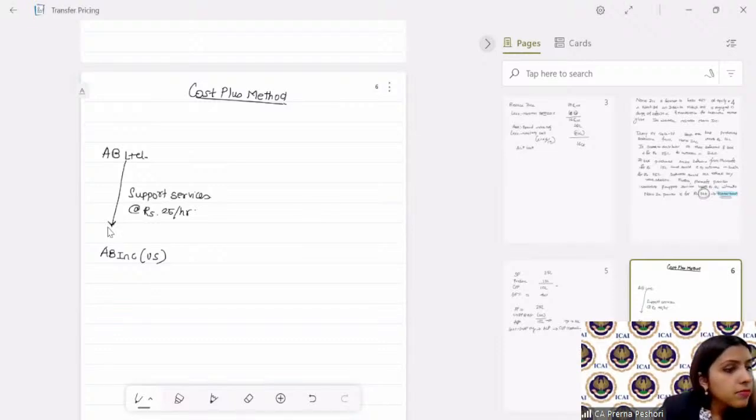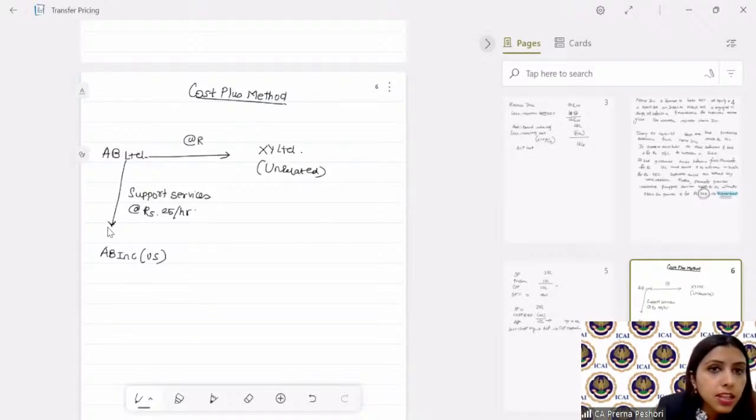Now, this AB Limited also provides similar services to say XY Limited, which is an unrelated party, at rupees 36 per hour. Right? Now, what happens here is, I am providing the service to XY Limited at 36 per hour. I am providing to AB at 25 per hour.